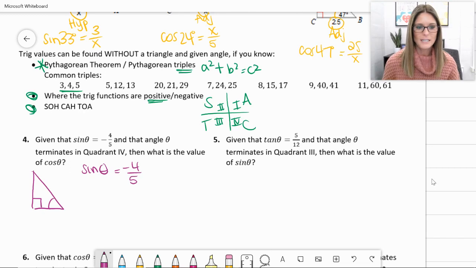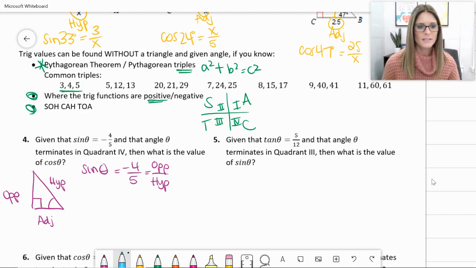I'm going to finish labeling here. So if my angle is in the bottom right corner, I'm going to have opposite. This is my adjacent, and this is my hypotenuse. So if they've given me that sine theta is -4/5, remember sine is equal to opposite over hypotenuse. So I'm going to use that to label.